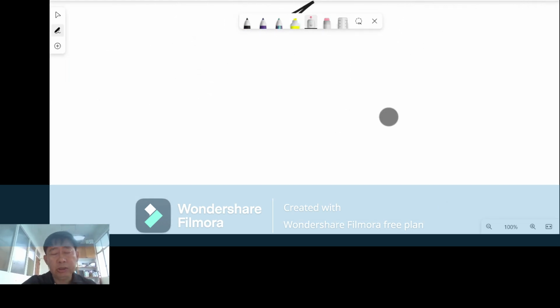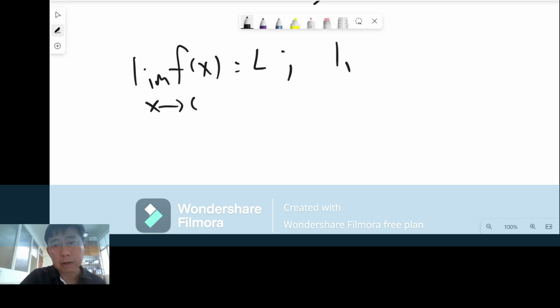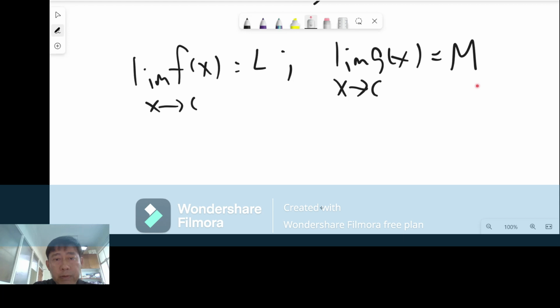There are actually 6 situations. First we begin with the knowledge that the limit of the function f is known, and the limit of another function g at the point c is also known, and the values of the limits for f and g are known to be L and M. So these are the known pieces of information.